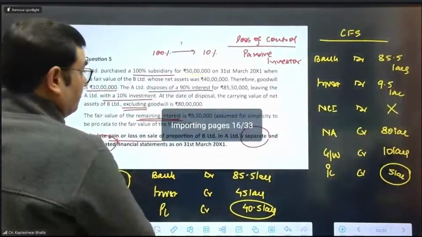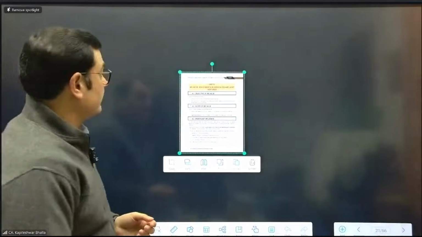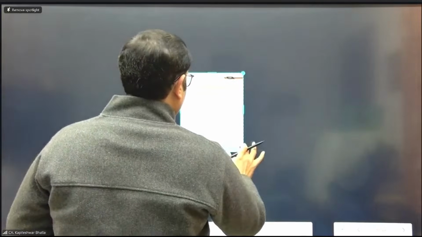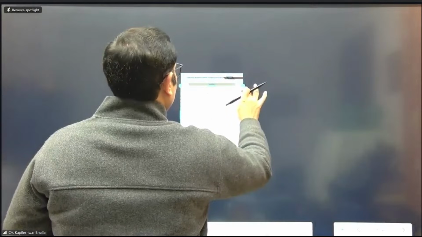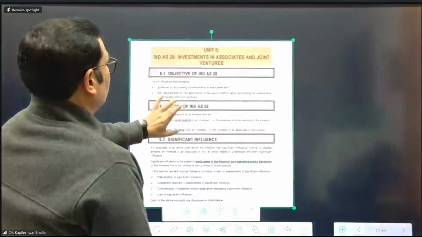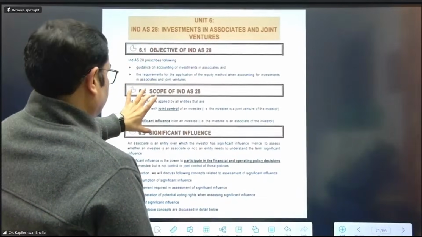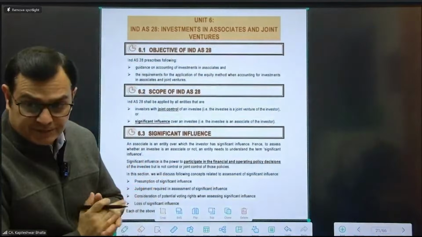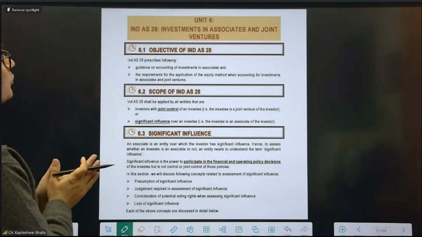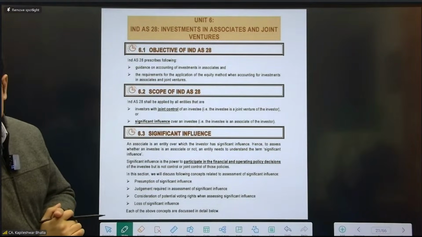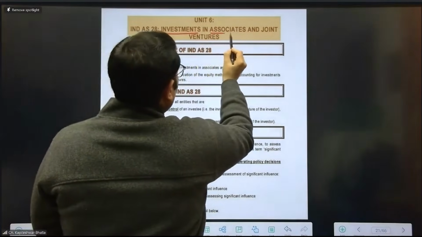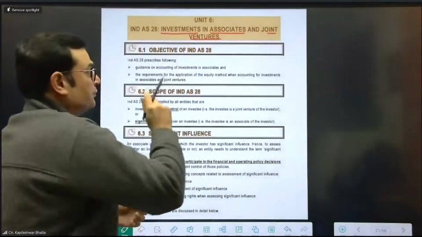This is the unit number 6, I guess, in the study material, which talks about the investment in associate. Let me just slightly crop this. So this is unit number 6. I hope that's pretty much visible indeed, I guess. Now, let me first of all read the name of the Ind AS 28 out here. It says investment in associates and joint ventures.